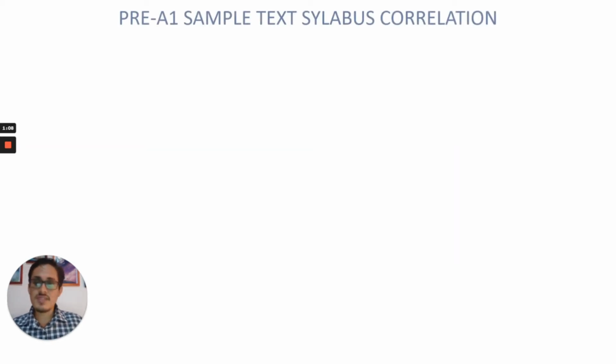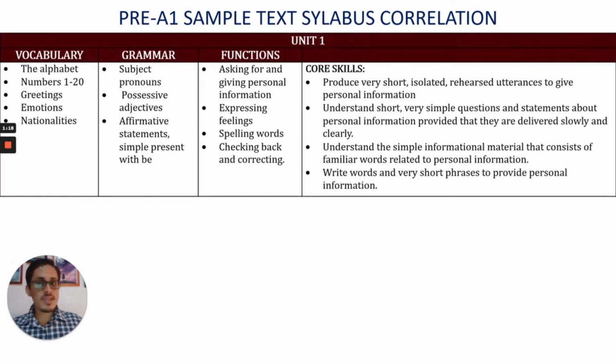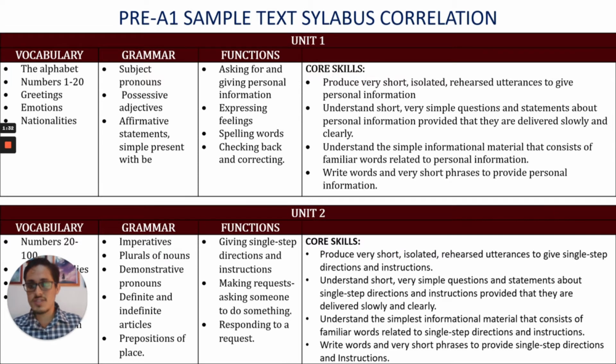To begin with, let's look at the following table. We are going to analyze a pre-A1 sample text and what is the syllabus correlation for this exam. If we look at Unit number 1, we have a specific vocabulary, grammar and functions, and the core skills that the syllabus proposes for this unit. And also, we will see Unit 2 with specific vocabulary, grammar, functions, and the core skills. We are taking into account 2 units to create this exam, and remember that we cannot include all the content. What we have to do is prioritize those parts that integrate more skills and more functions. So let's go into the exam to look at the first part.